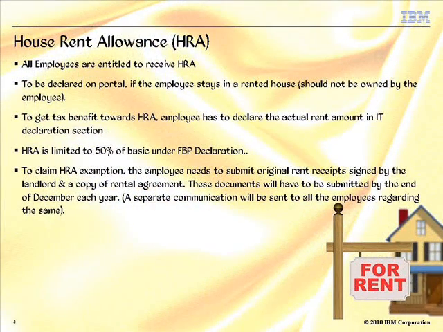All IBM employees are entitled to receive HRA if he or she resides in a rented accommodation. The HRA must be declared on the HRMS portal in the IT declaration section and is limited to 50% of your basic. You will need to submit original rent receipts and a copy of the rental agreement duly signed by the property owner. The documents must be submitted at the end of the year. Please be informed that the agreement must be drawn out in your name. You will receive a communication at the end of the year for submission of proofs.